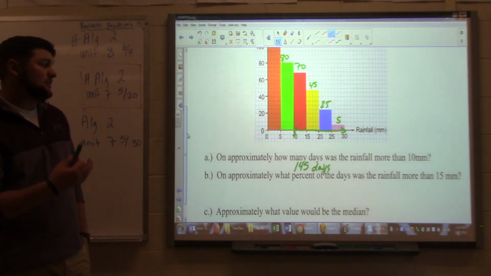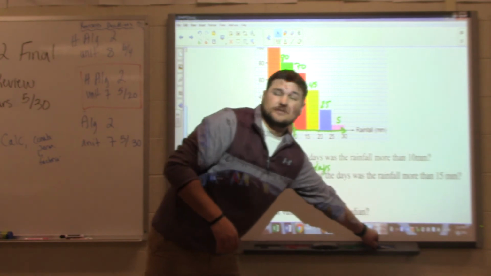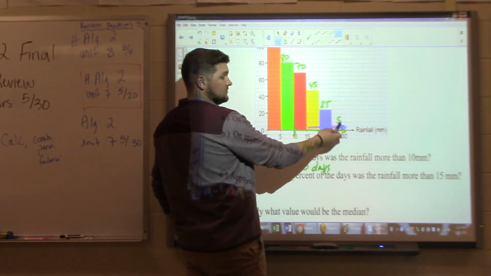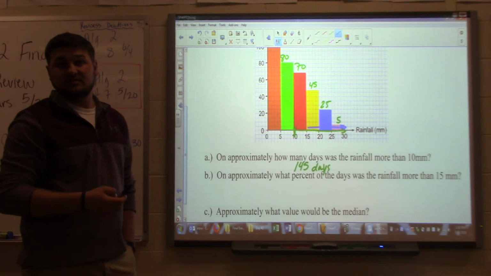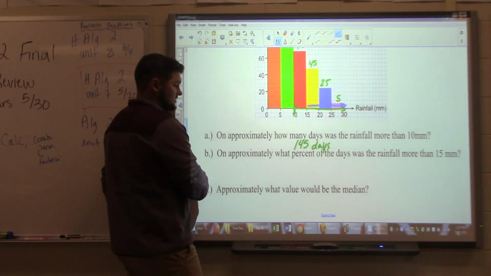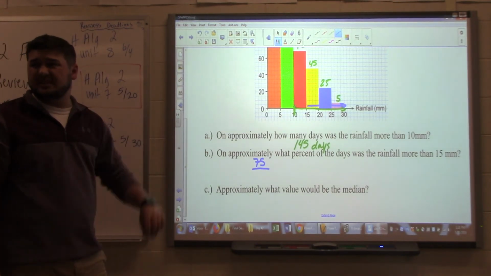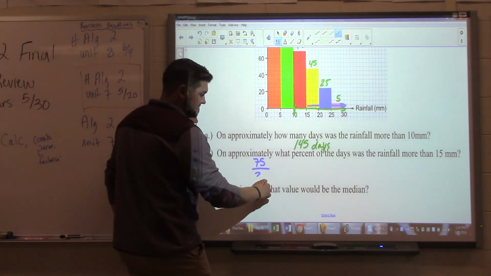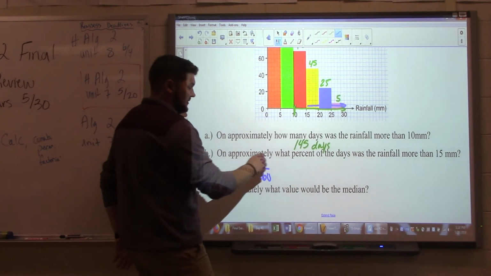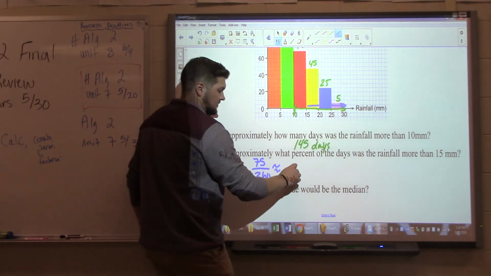On approximately what percent of the days is the rainfall more than 15 millimeters? Well, how many days is it greater than 15? 75. So 75 days, it was above 15 out of total what? I think I said it adds to 360. All of them should have been 365, but we estimated. So ours add to 360 only, that's fine. Approximately what percent of the days was it above 15 millimeters? Liam, what'd you get? 21%. Thank you.